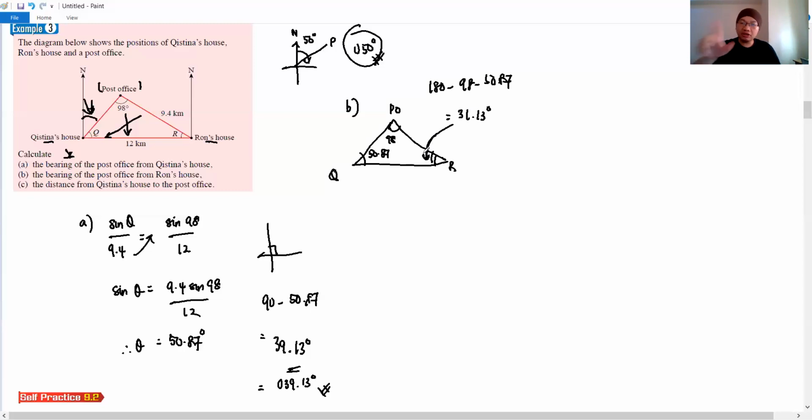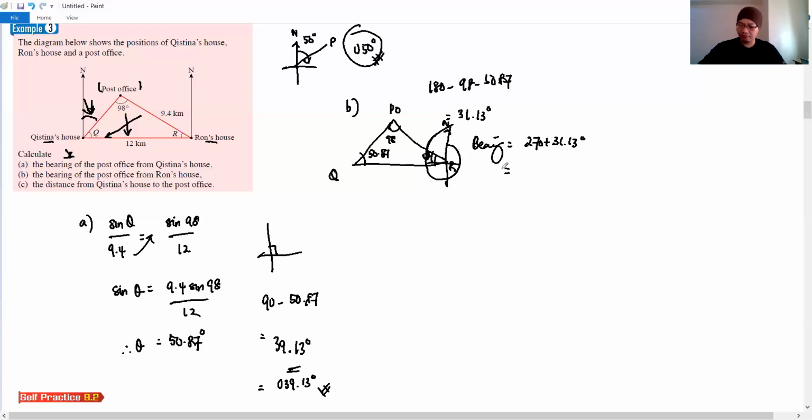Now we are not talking about the angle of R. We are talking about the bearing of the post office from the R. So this is your North Pole, right? To read the bearing, it must start from here clockwise until it reaches the angle. So the answer is not 31.13. The answer is 270 degrees plus 31.13. So the bearing is 270 plus 31.13 degrees.